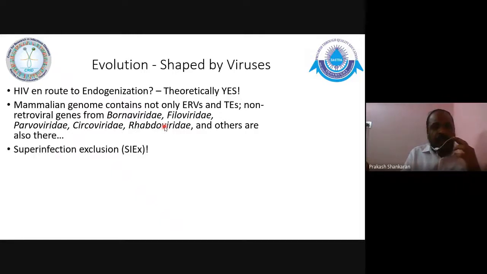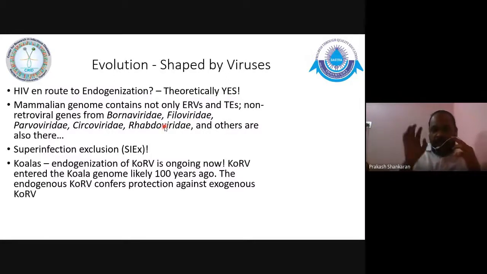There is one very interesting idea. It's called super infection exclusion, meaning if one virus infects one cell, the virus will protect that cell from the same virus or a closely related virus. No other closely related virus or the same type of virus can again infect this cell. Now this is very interesting.